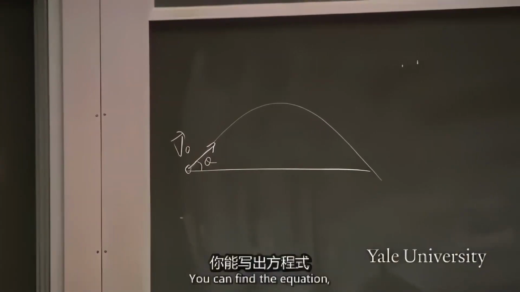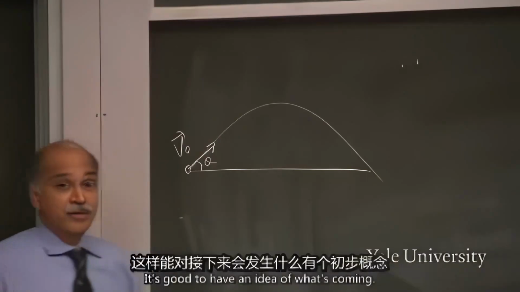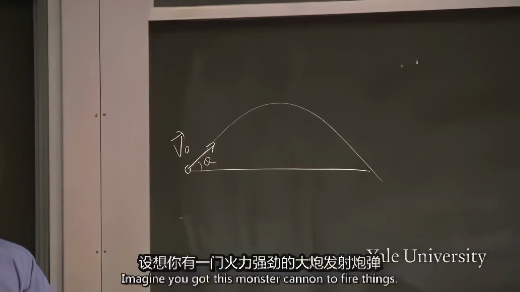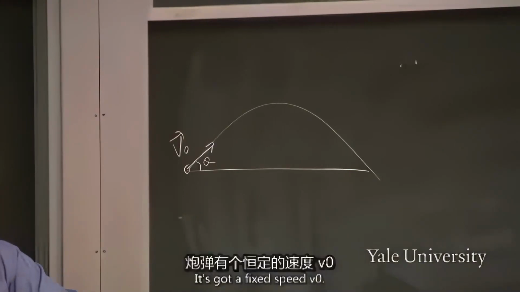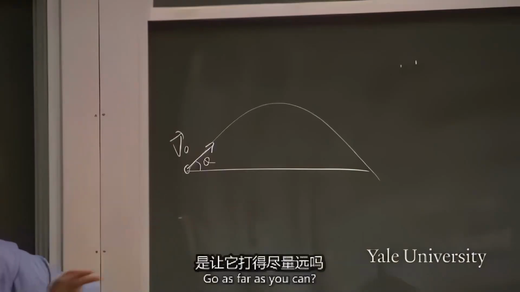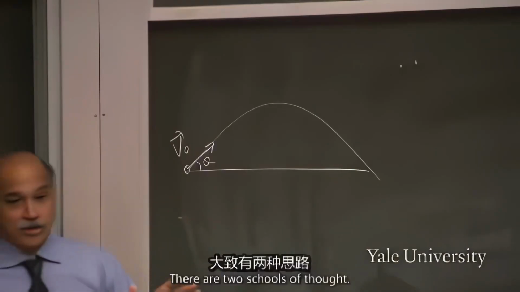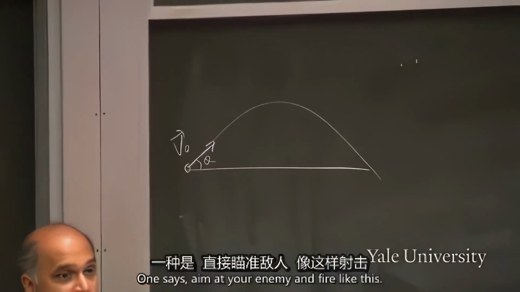So you can find the equations, but you've got to think a little bit before you solve everything. It's good to have an idea of what's coming. So imagine you've got this monster cannon. You can fire things, it's got a fixed speed, v naught. And how do you want to aim it so you can be most effective, go as far as you can? Well, there are two schools of thought. One says aim at your enemy.